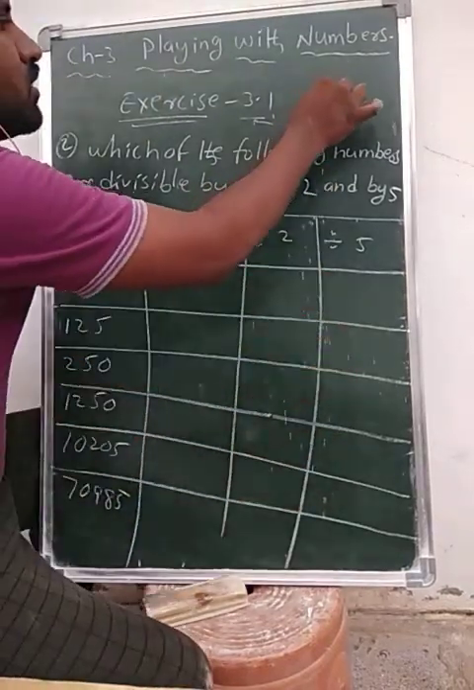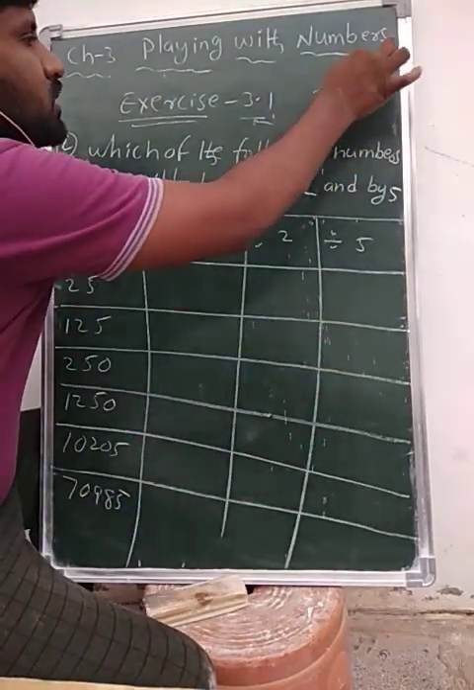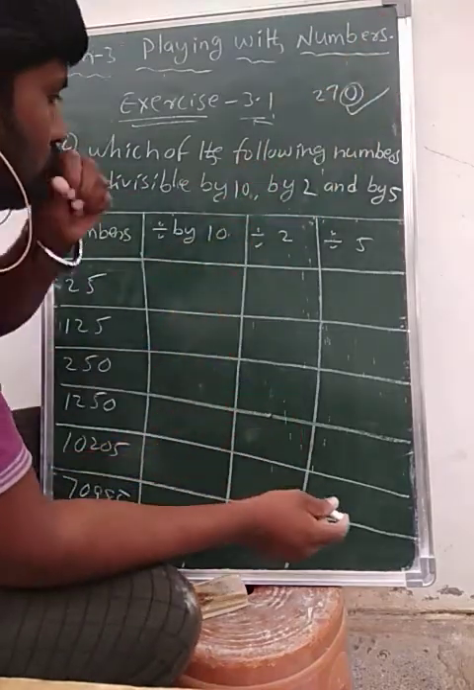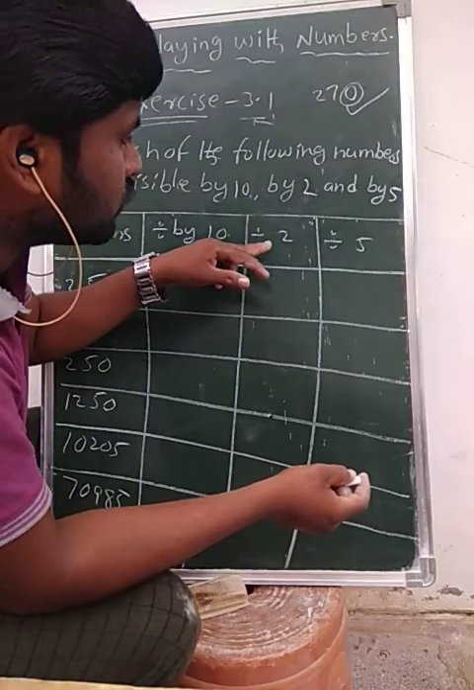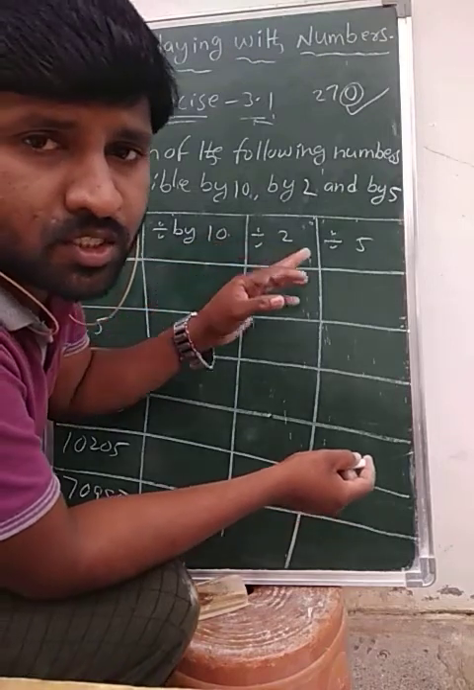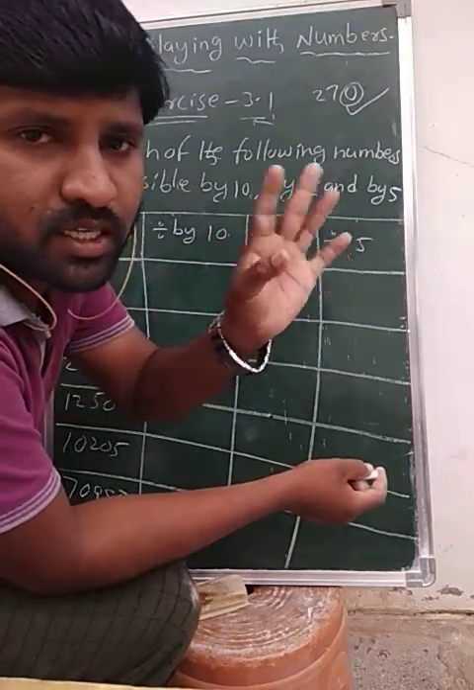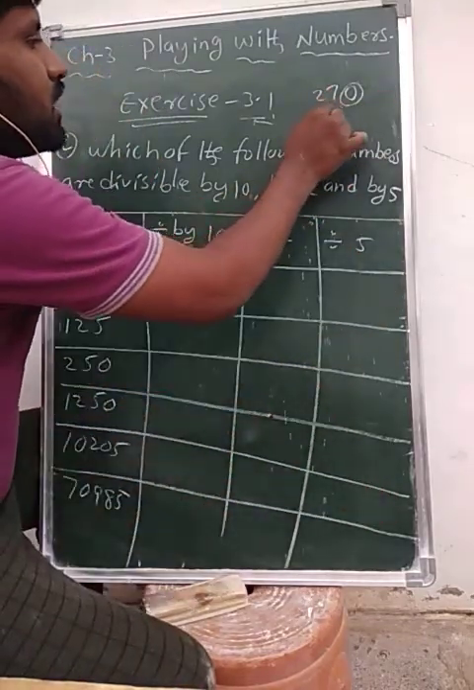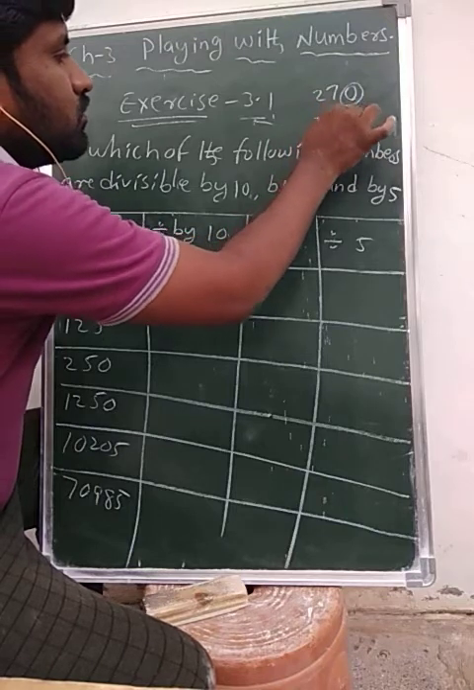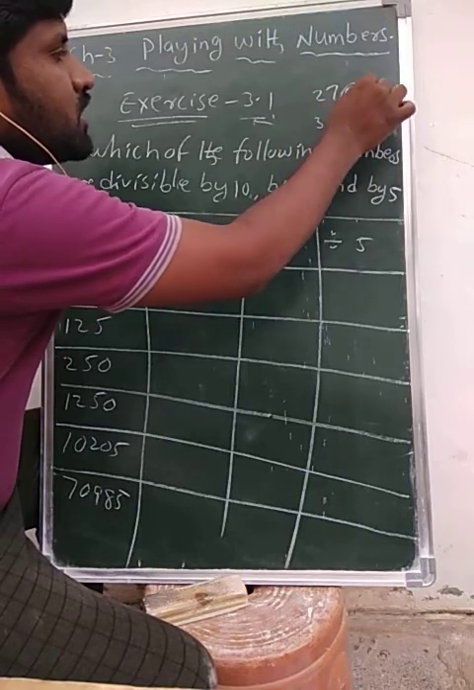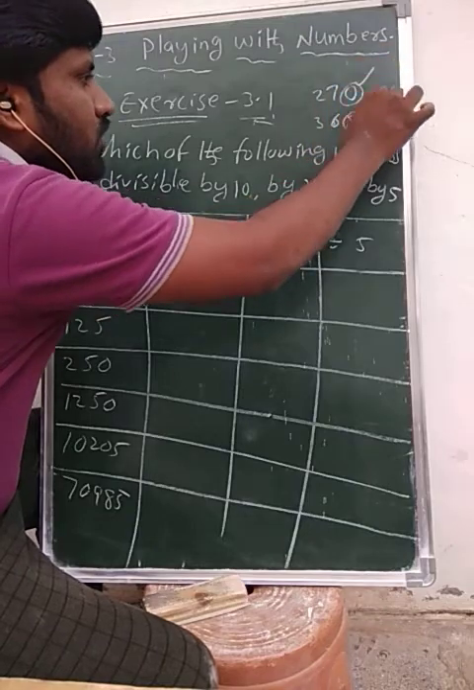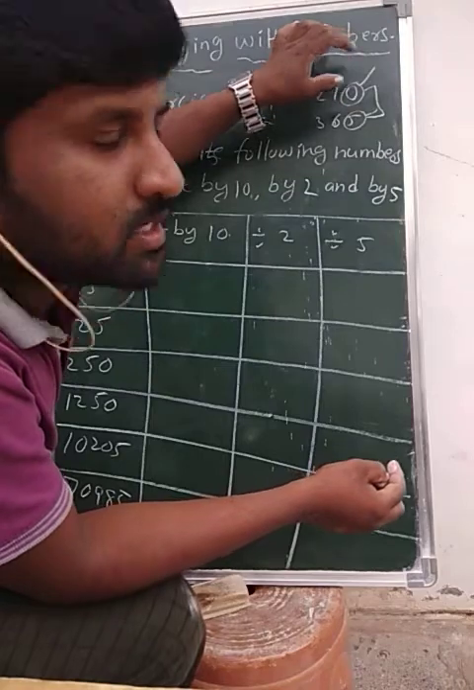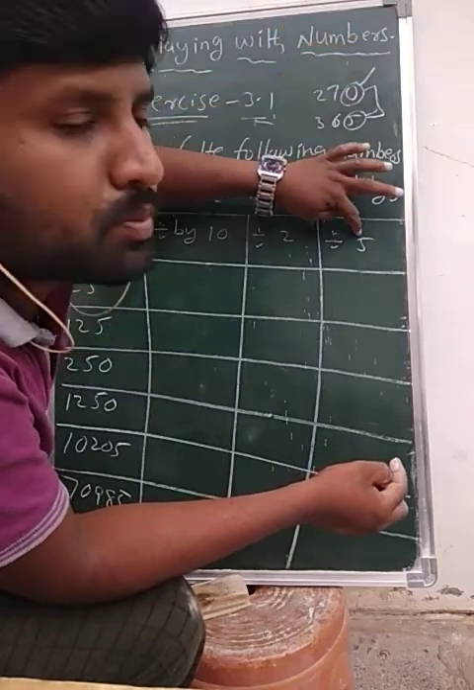For example, 270: the ones place digit is 0. That's why it is divisible by 10. Already you know divisibility rule 2: the ones place digit should be either 0, 2, 4, 6, 8. For divisibility rule 5, for any number you take, its ones place digit should be either 0 or 5. If the ones place digit of a number is 0 or 5, it is divisible by 5.